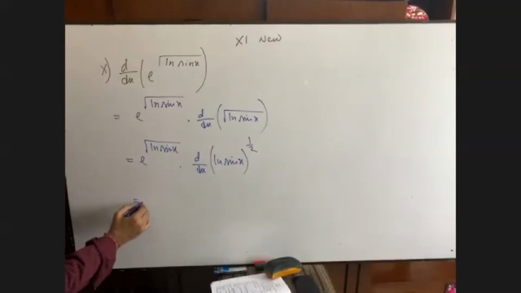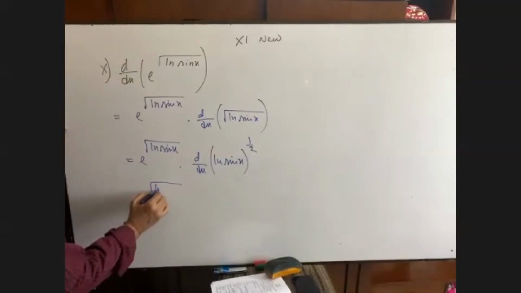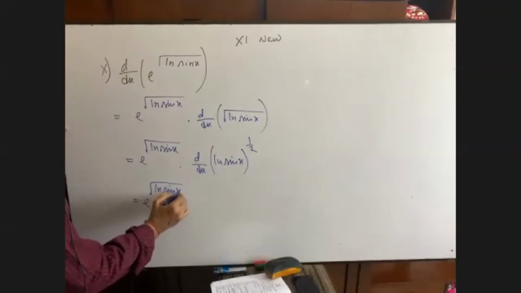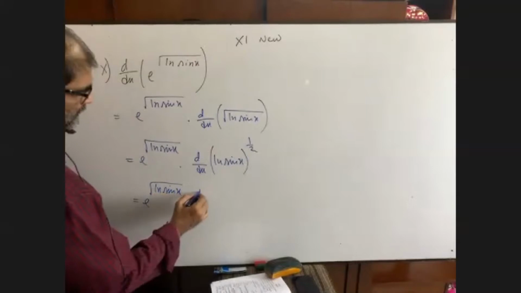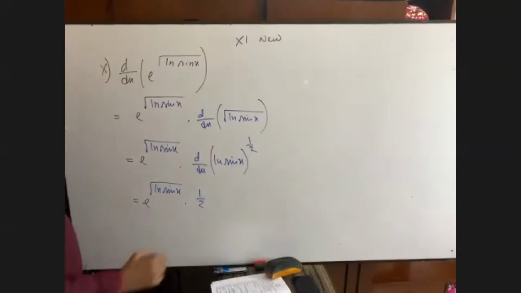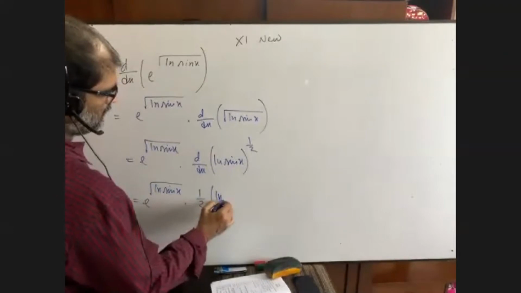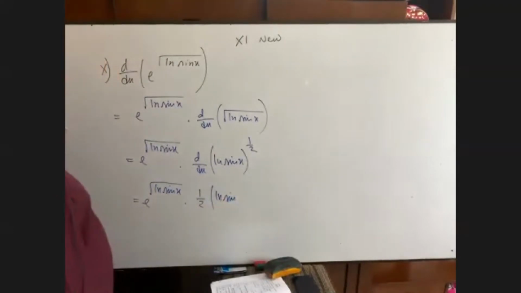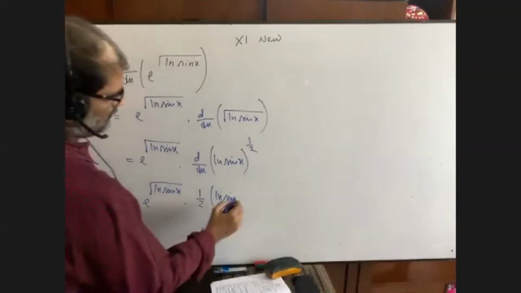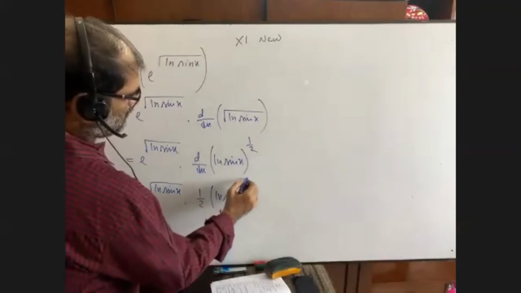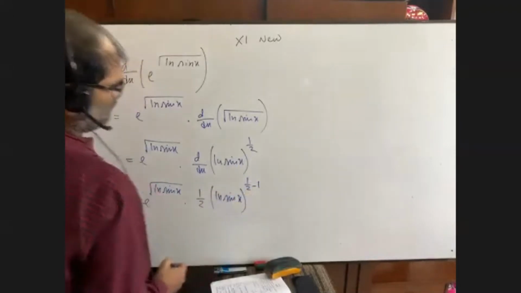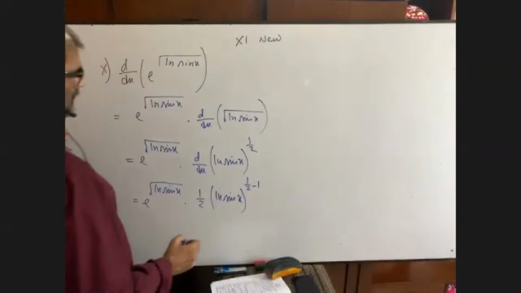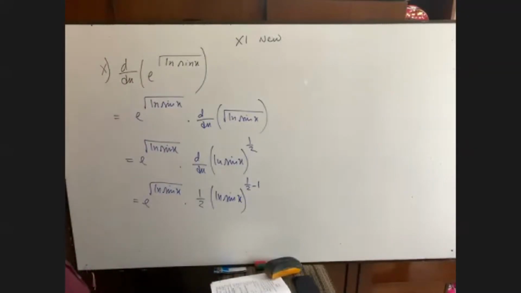That means e to the power ln sin x into half. Sir, the function will not be ln sin x? I did not understand. Tell me again. Sir, see the previous line, sorry, in this line, the last line. Yes, this one.